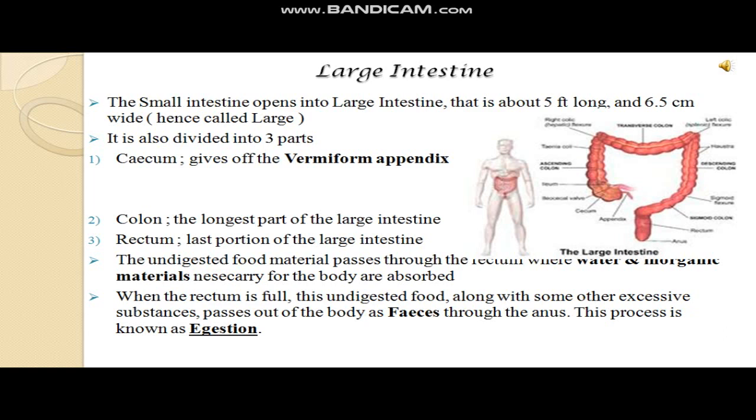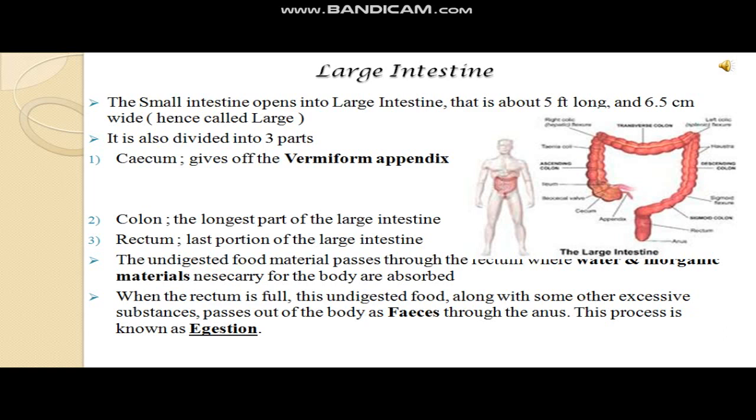Number 1, cecum, that is placed on the lower right side of the abdominal cavity and gives off the vermiform appendix. The appendix is not important in man but is vital for herbivores as it hosts bacteria that help them digest cellulose in them. Number 2, colon, that is the longest part of the large intestine. Most of the reabsorption of the vital nutrients, vitamins and water takes place here.